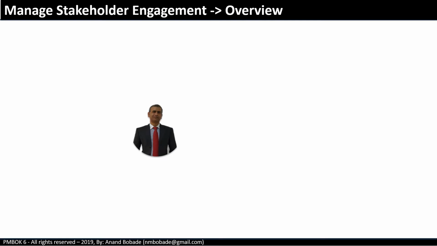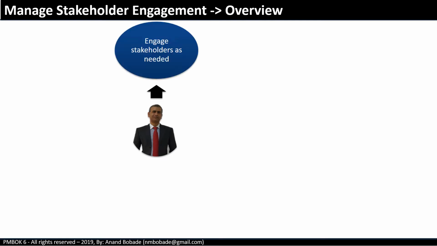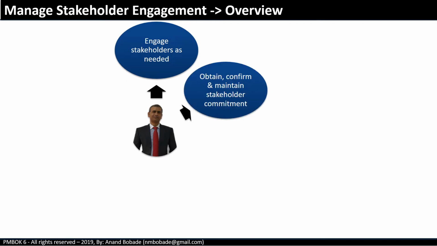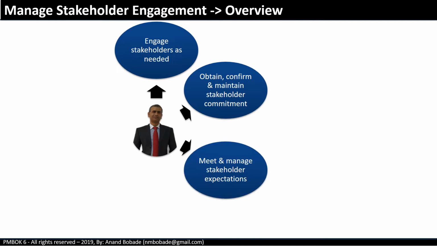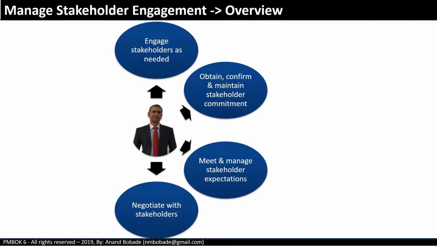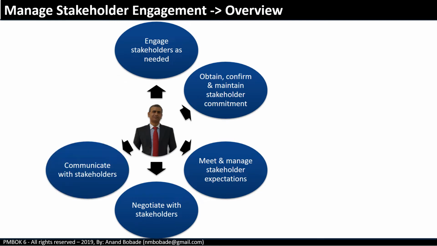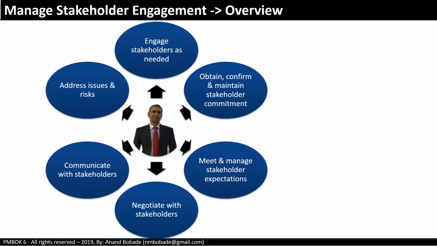stakeholders. The key activities involved are engaging stakeholders at appropriate project stages to obtain, confirm, or maintain their commitment to the project's success. Managing stakeholder expectations through negotiation. Constantly communicating with the stakeholders. Addressing risks or potential concerns and anticipating future issues that may be raised by stakeholders. And finally, clarifying and resolving issues on time.